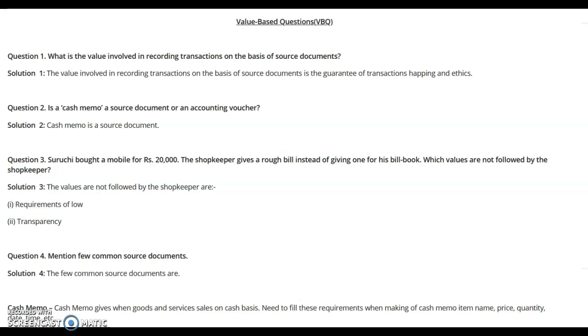So this way we have also covered a very important lesson of source documents: meaning of source documents, types of source documents, need of source documents, the different types of source documents, what important types of vouchers there are, why vouchers are prepared, and what is the need for preparation of those different types of vouchers.